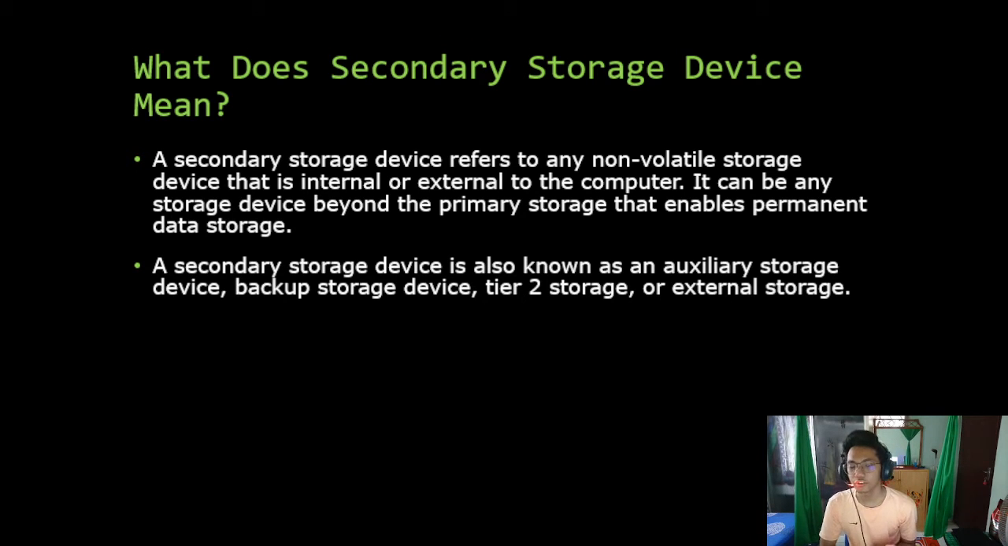The secondary storage is also known as auxiliary storage, backup storage, two-tier storage, and also external storage. It doesn't mean that if you have an external hard disk, this is not secondary storage. No, it's not like that. It can be either internal or external. As long as it is a hard disk, it is still called secondary storage or backup storage.